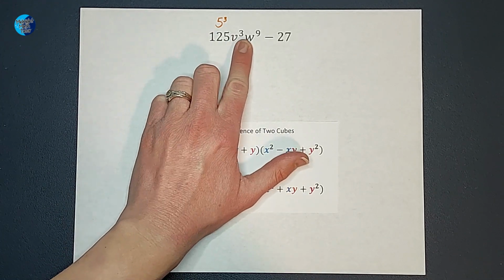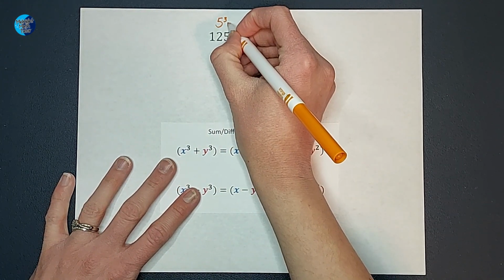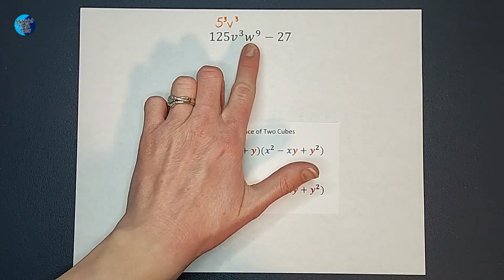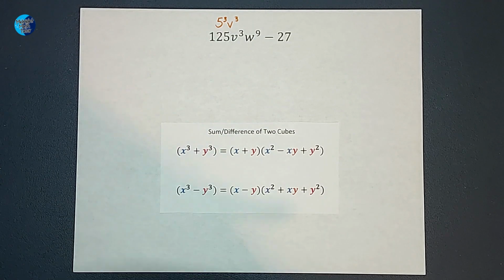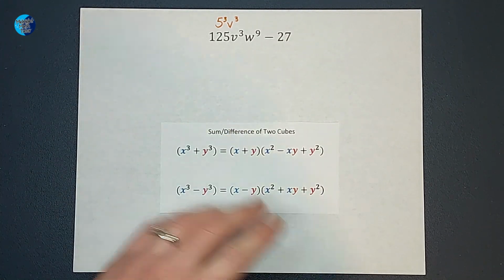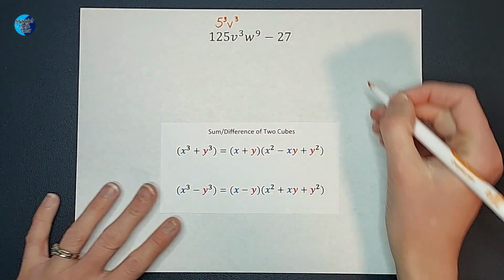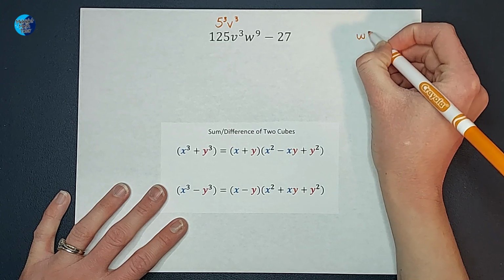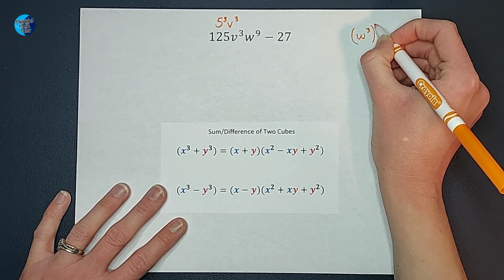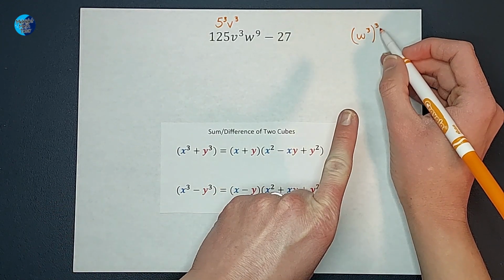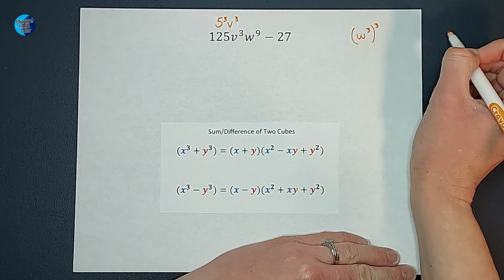Now, guess what? V is already cubed, so that's nice. V cubed. Then I have W to the 9th. Well, that's not cubed, but maybe I can write it cubed. Now, if you need a quick exponent review, I will link one in the corner for you. But when we have an exponent raised to an exponent, don't panic. I know it's a little scary looking. But when we have an exponent raised to an exponent, we multiply the exponents.